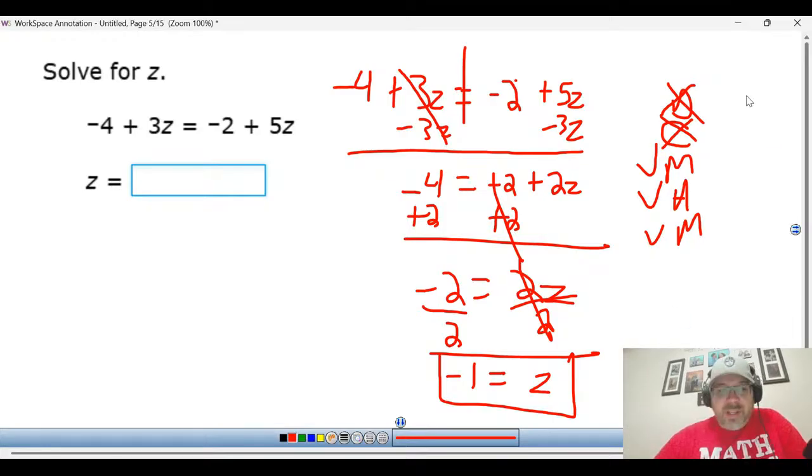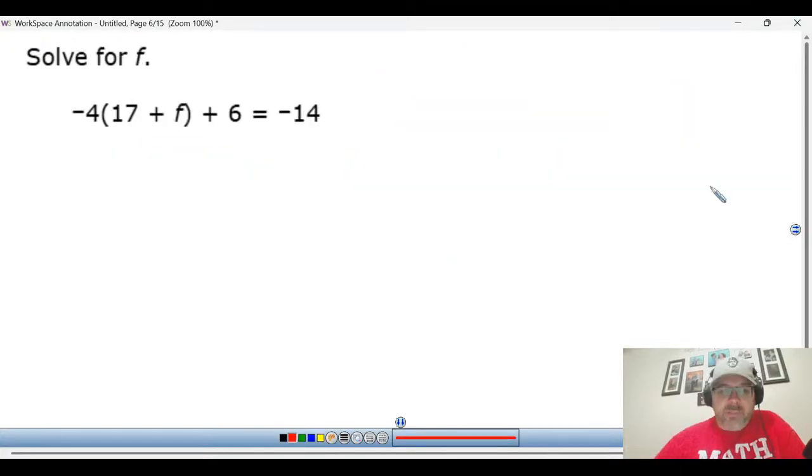Let's get to the next question here. Staying with multi-step equations, we got this big long one here. All right. So here we go. I took out the bottom step so we can just write right below it here. First thing we got to do is we got to go negative 4 times 17. This is going to give us negative 68 because this is our distribution step.